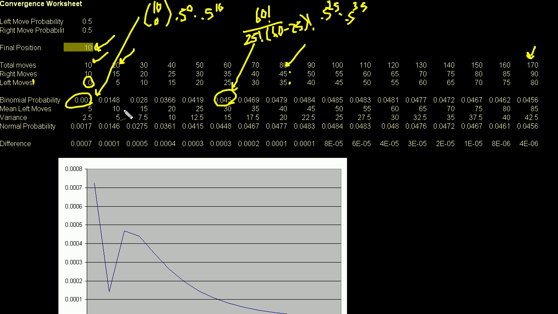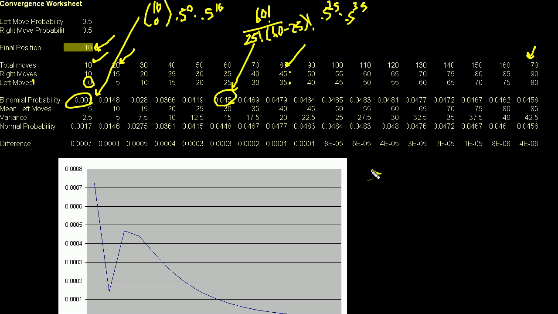And then it figures out the mean and the variance for each of those circumstances, and you could look at the formula, but the mean is just the probability of having a left move times the total number of moves. The variance is the probability of left times the probability of right times the total number of moves. And then for the normal probability, I approximate it the same way.